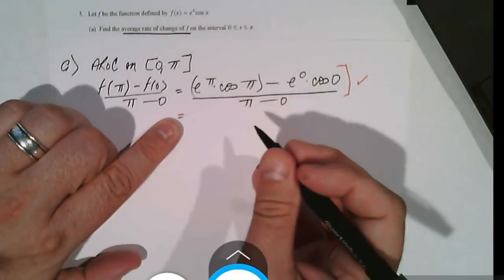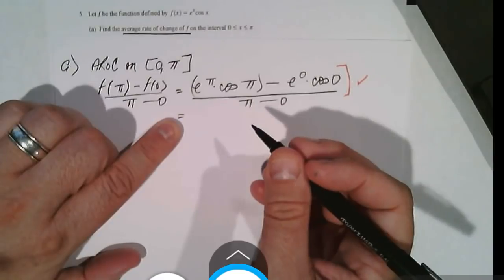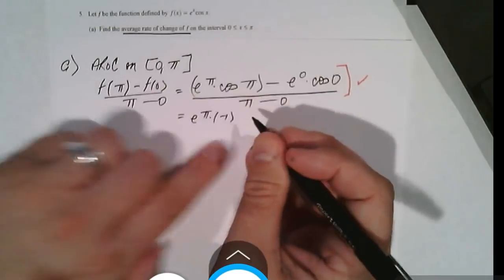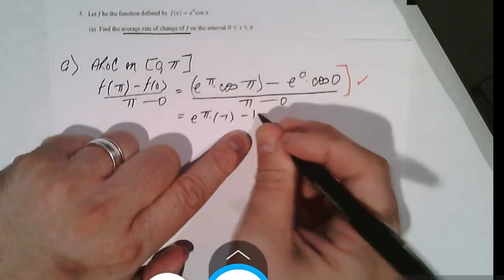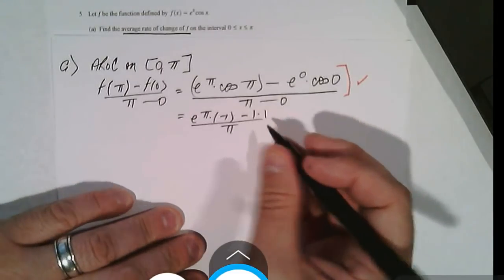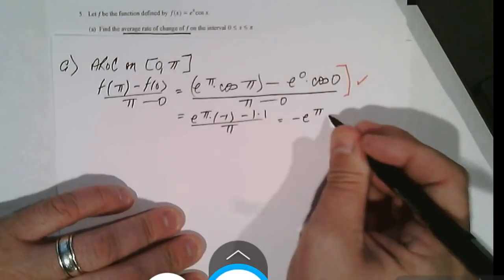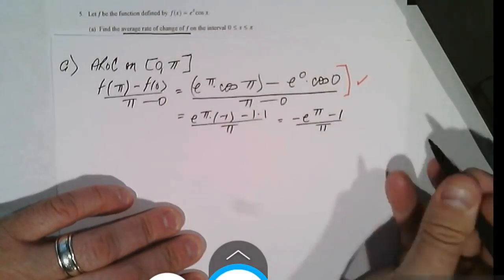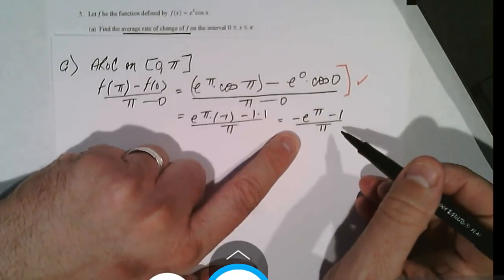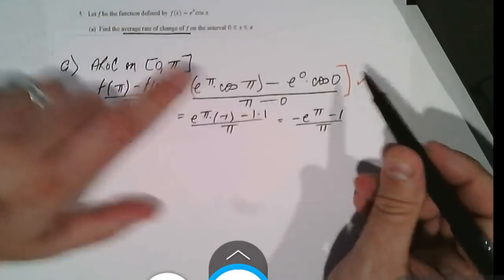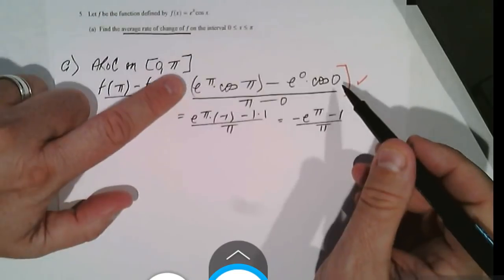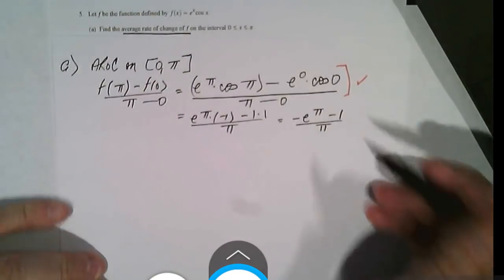For those of you that want to go further, all that you're doing now is risking the point you just earned. It's going to be e to the pi, cosine of pi is -1, minus e to the 0 is 1, cosine of 0 is 1, divided by pi, or negative e to the pi minus 1 over pi. That's the best answer. That's the most simplified, most compact answer, but it's no better in terms of the College Board than this answer up here. So stop here. Don't waste your time.